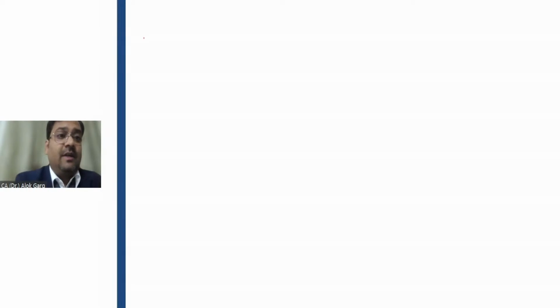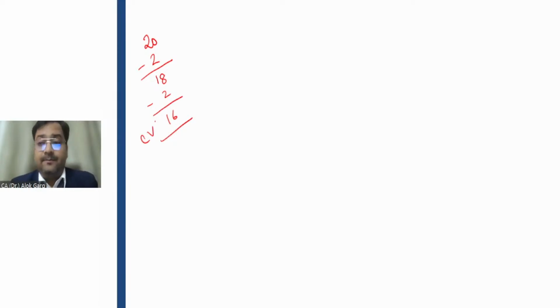So the cost of the car was 20 lakh rupees. The first year depreciation is 2 lakh rupees, the second year depreciation is again 2 lakh rupees, and the carrying value of the car is 16 lakh rupees. But when you go to the market to sell this car, the fair value comes to, let's say, 10 lakh rupees. Why? Because the government has given a negative decision.